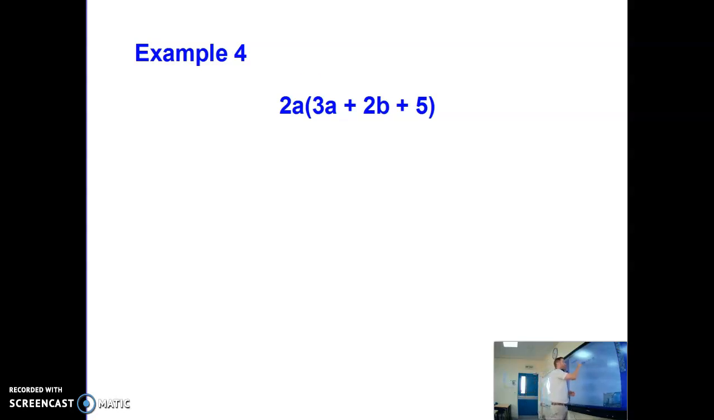Still the same rules. We've got to multiply 2a by everything in the bracket. 2a times 3a, 2a times 2b, 2a times 5. I'm going to do this one fairly quickly because it's not really anything new except a third term. 2a times 3a, I'm going to get 6a squared. 2a times 2b is going to be 4ab. A times b, we just leave it as ab. Can't simplify that anymore. And 2a times 5 is going to be 10a.